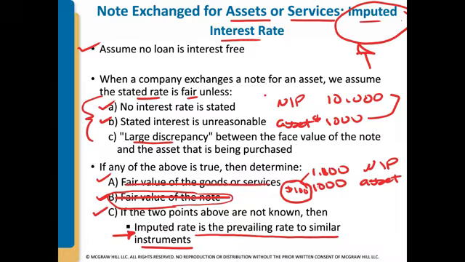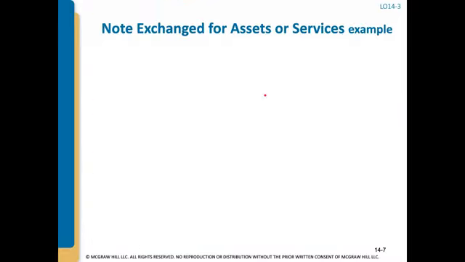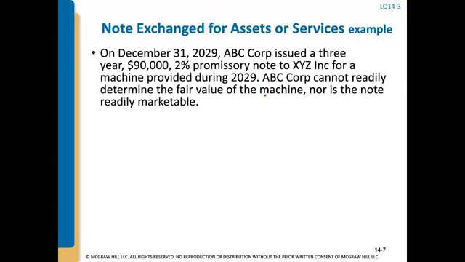So if I went out to the bank and I wanted to borrow $1,000, because my asset costs $1,000, what rate would the bank give me to borrow $1,000? That would be a similar instrument, a prevailing rate. So let's take an example where we have a note exchanged for an asset or services where we have to impute the interest rate.